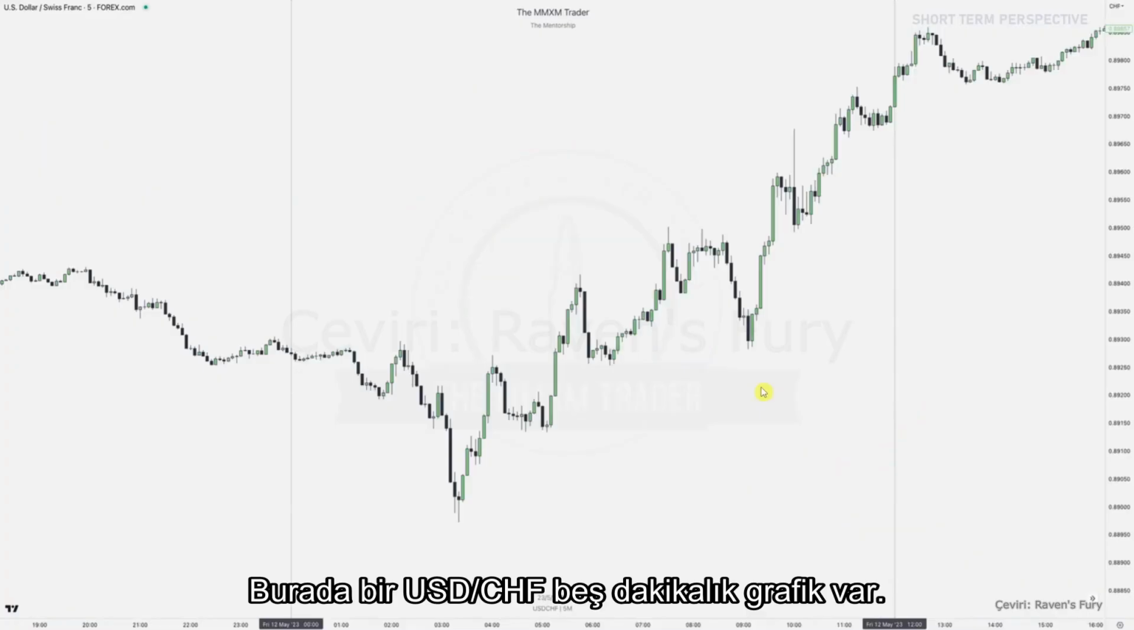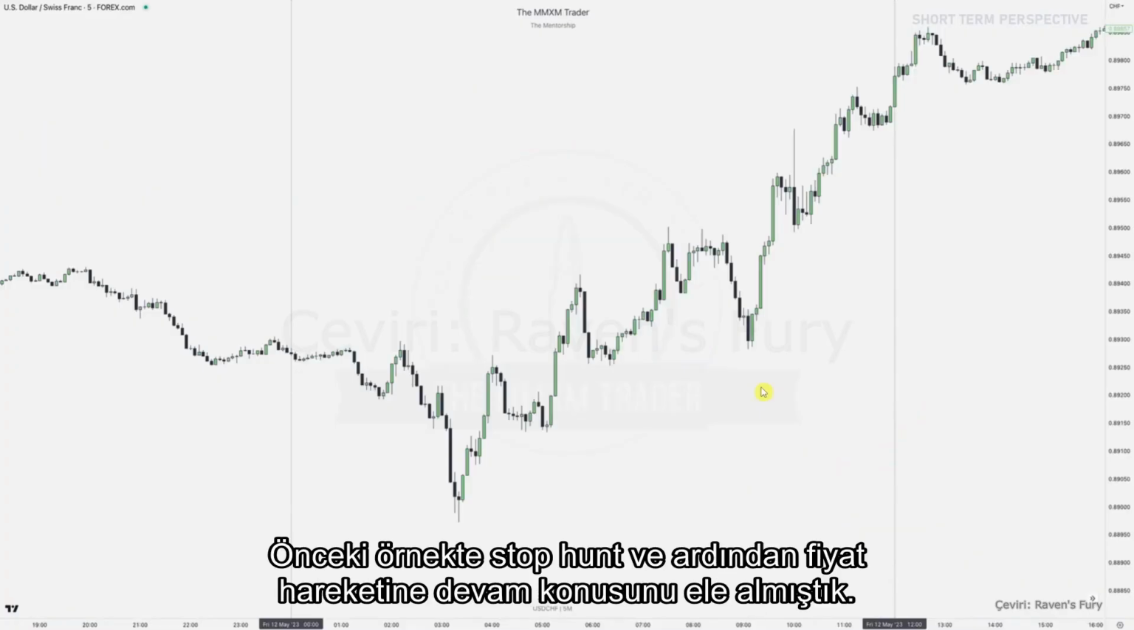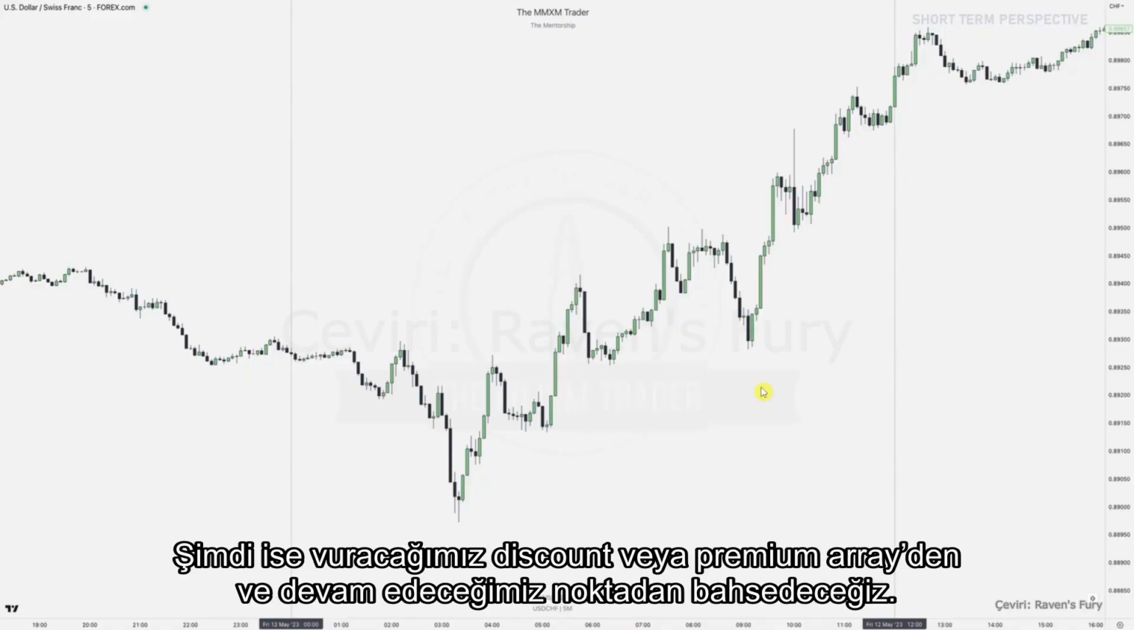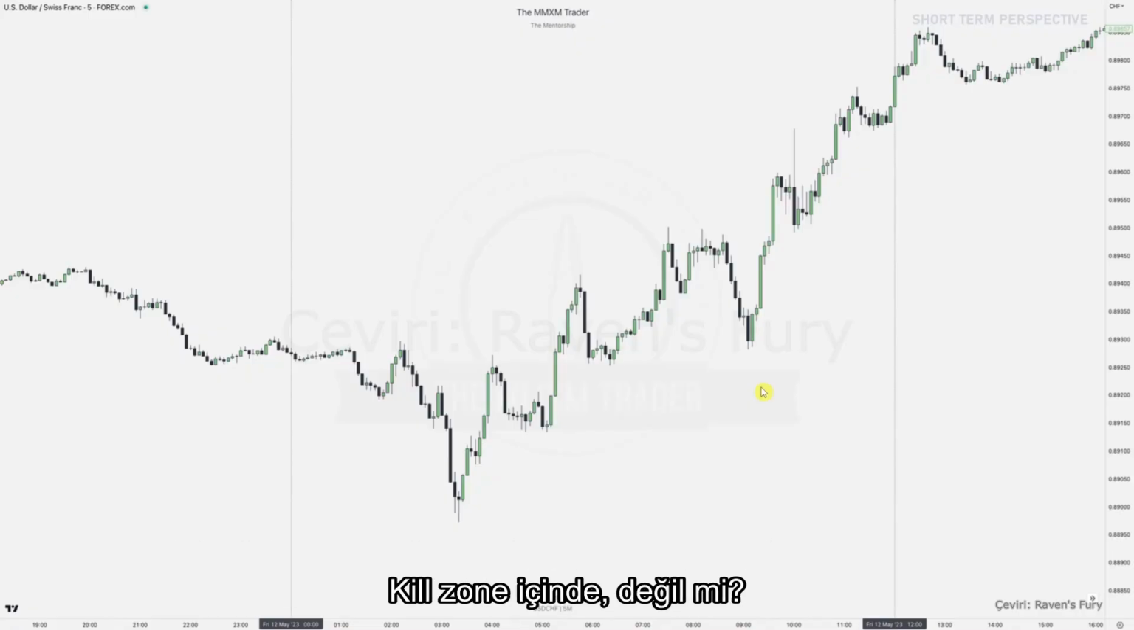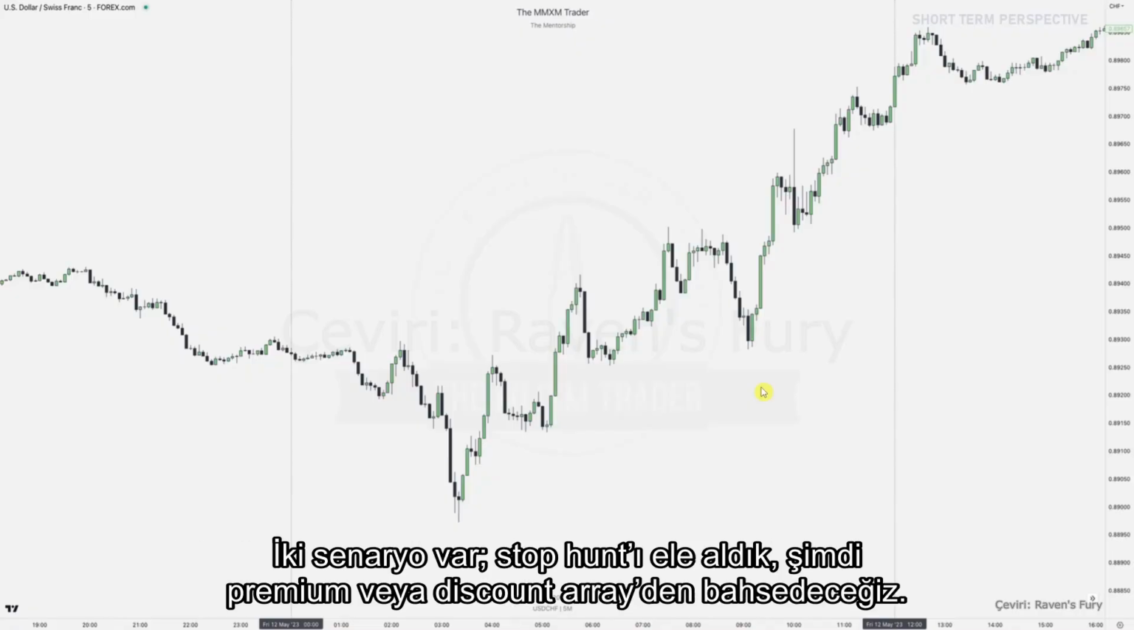Right, we've got a USD dollar Swiss franc 5-minute chart over here, and in the previous example we talked about that stop hunt, right, and then continuation into our price action. Now we're going to talk about that discount or premium array that we will hit, and then a continuation in our kill zone, right? So two scenarios. We covered that stop hunt, and now we're going to talk about that premium or discount array.